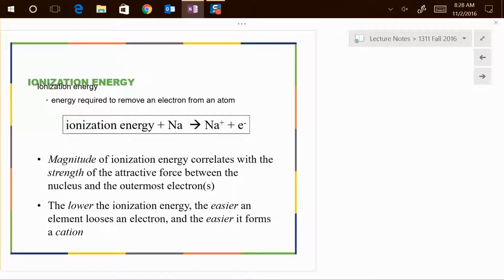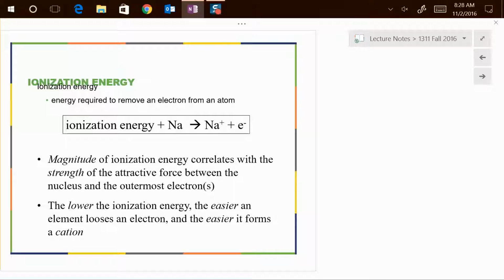What do you think happens to the ionization energy as I go this way? Decreases. It gets smaller. Why? Because I'm adding energy levels, and I'm having a harder and harder time holding on to my electrons. So this is how this non-metal metal situation occurs.